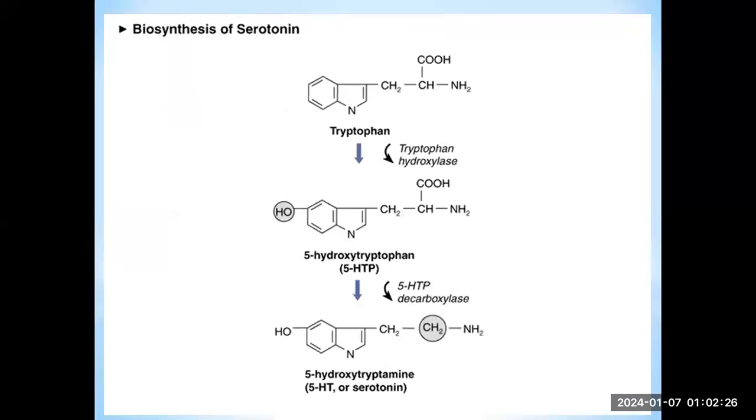As far as the biosynthesis is concerned, starting with tryptophan, by the action of the enzyme tryptophan hydroxylase, it is converted into 5-hydroxytryptophan, and by the action of 5-hydroxytryptophan decarboxylase, it is converted into 5-hydroxytryptamine, which is serotonin.